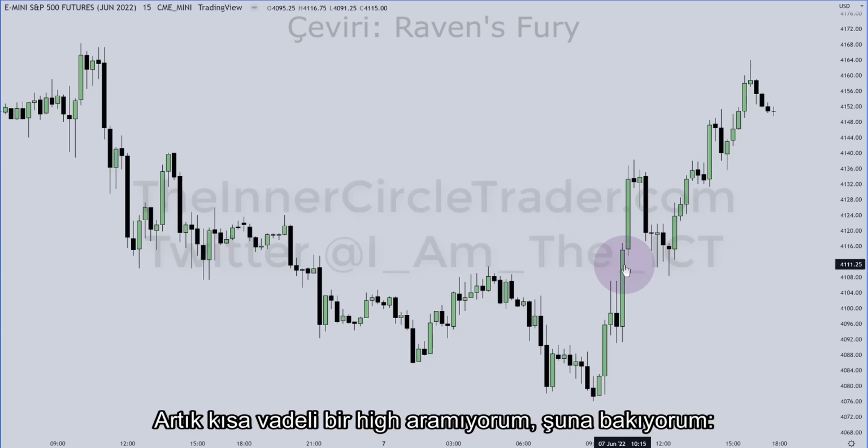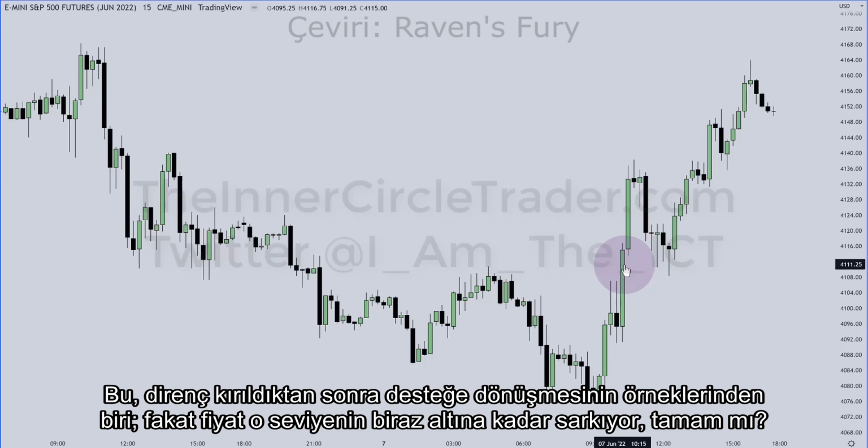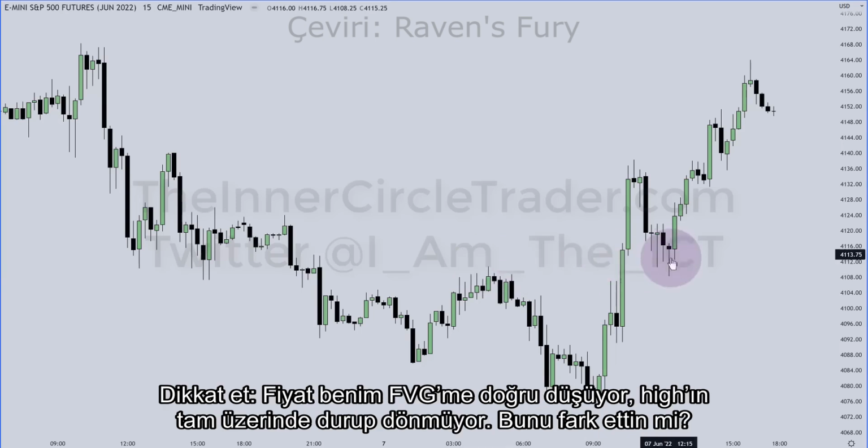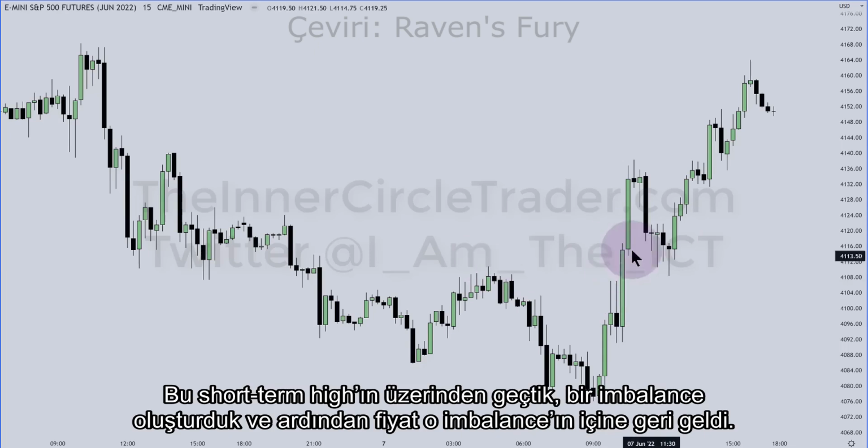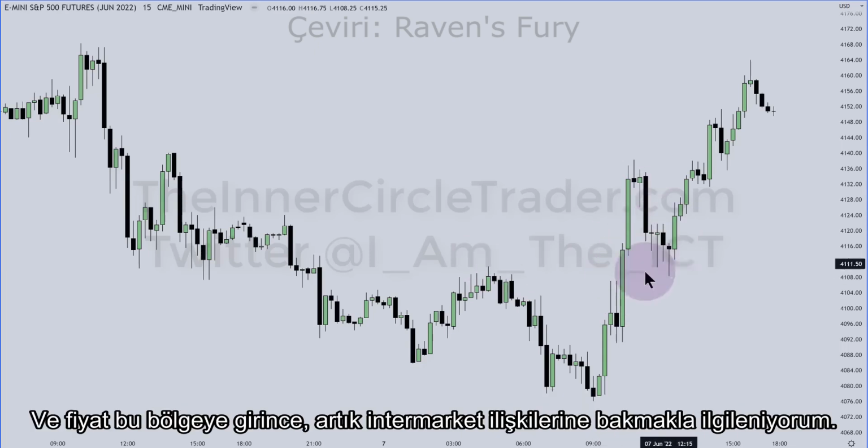Now, this is one of the instances where resistance broken turns support, but it digs a little bit past that. Notice that it goes down into my fair value gap, not stopping dead in its tracks right at the high. So I'm not looking at support and resistance. I'm looking at the fact that we went through this short-term high, created an imbalance, and then we traded down into that. And when we get into this area here, I'm interested in looking at intermarket relationships.